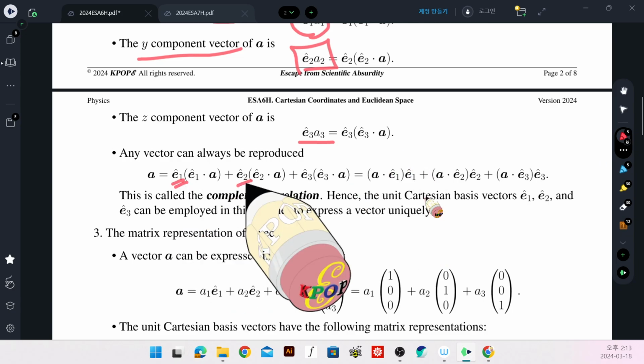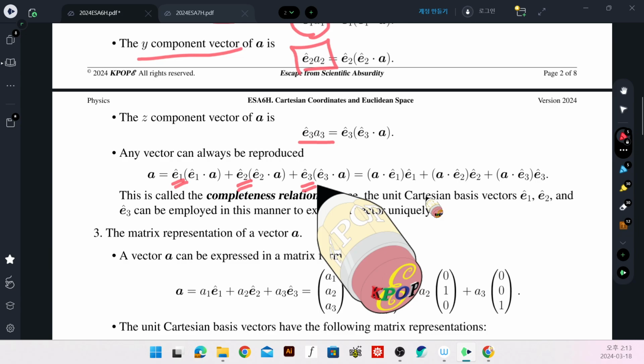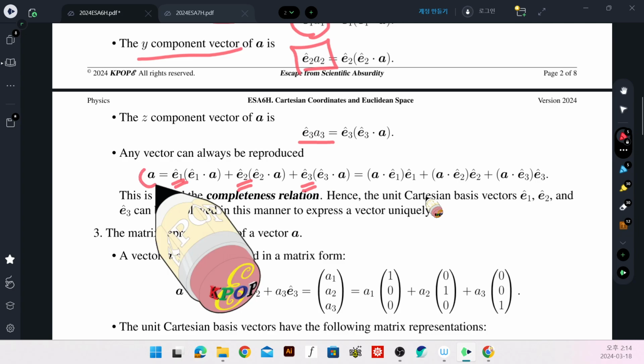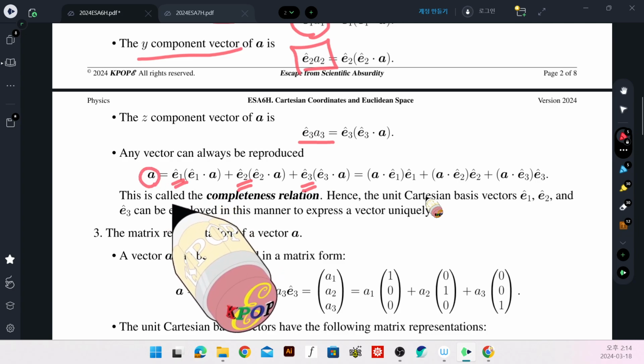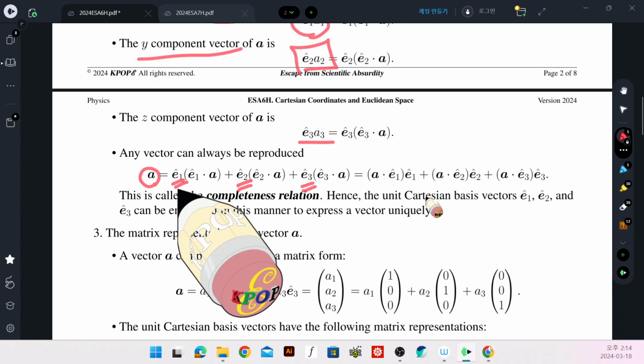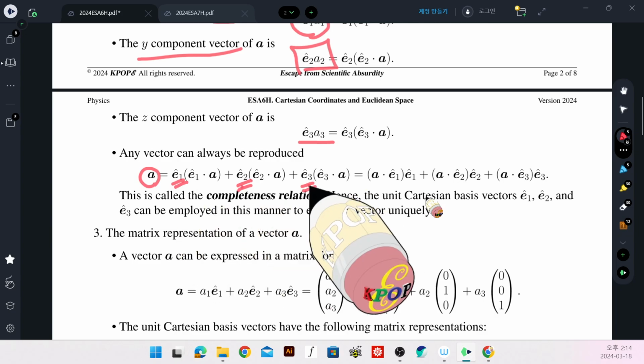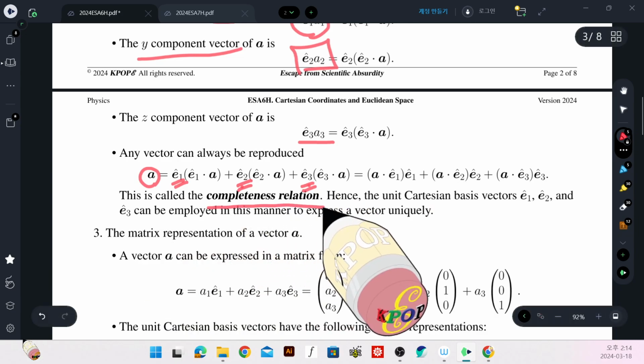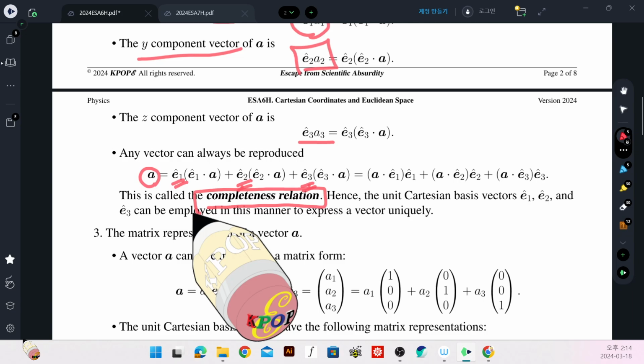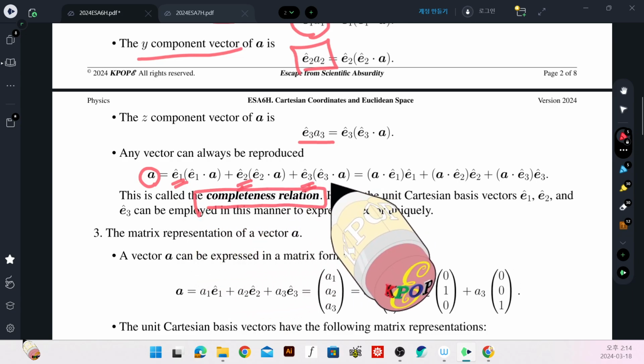If we are restricted to the three-dimensional Euclidean space only, then all of the Cartesian components consist of the three components only. As a result, any vector can be expanded as a linear combination of three unit Cartesian basis vectors. This is called the completeness relation. We don't miss any part of a vector in three dimensions if I use this expansion formula.